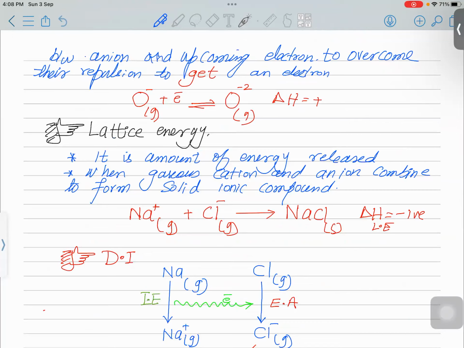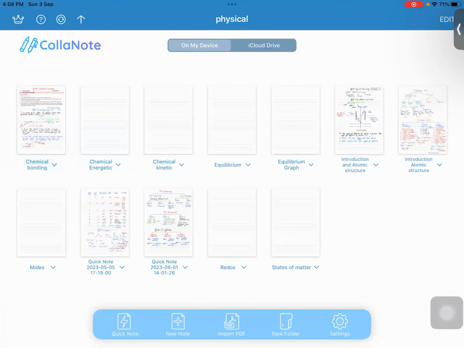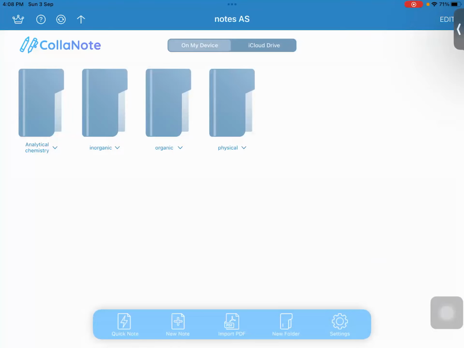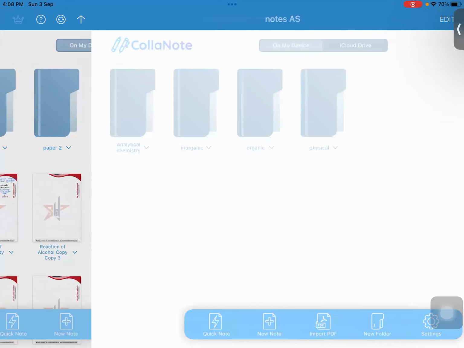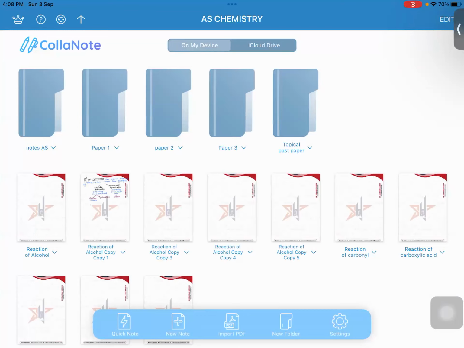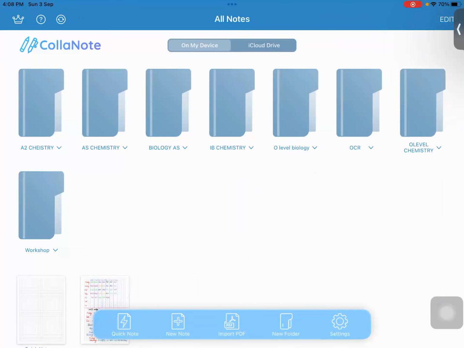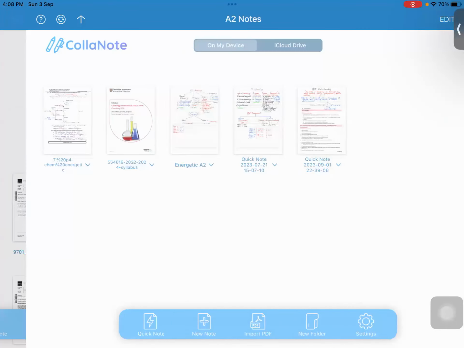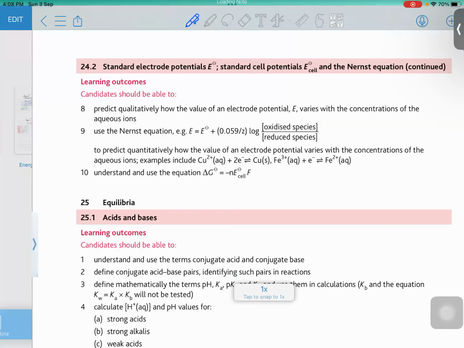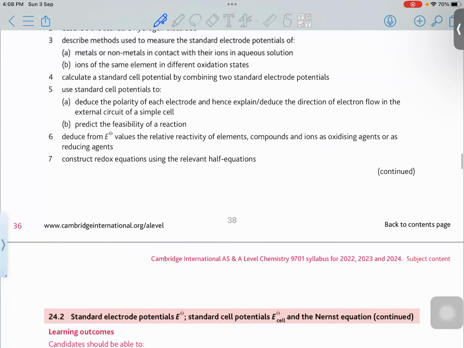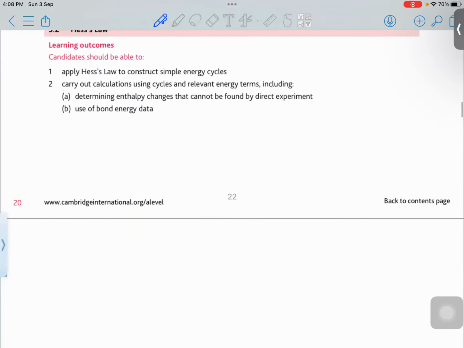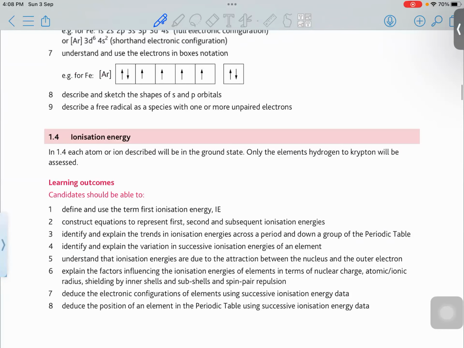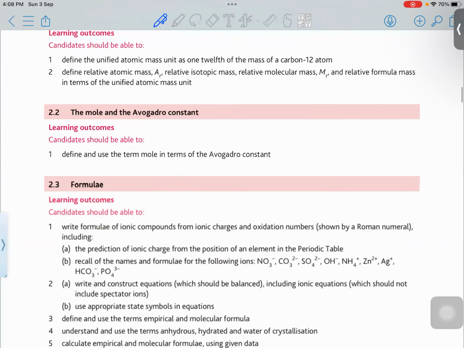Now, next part of the syllabus. Chapter number 2.